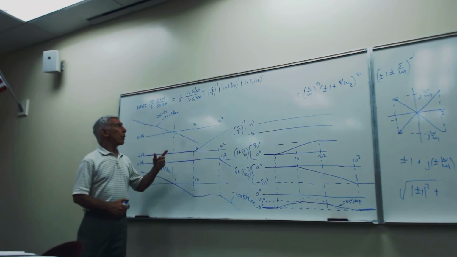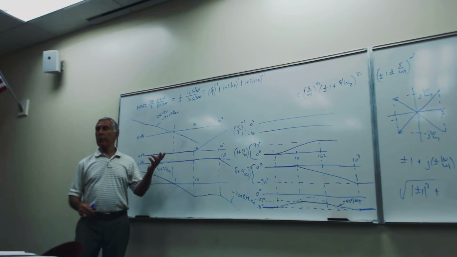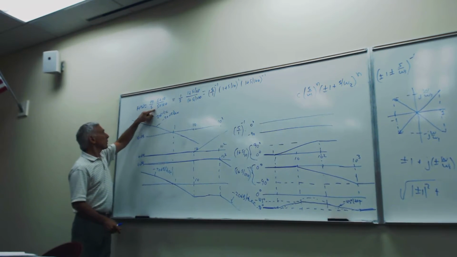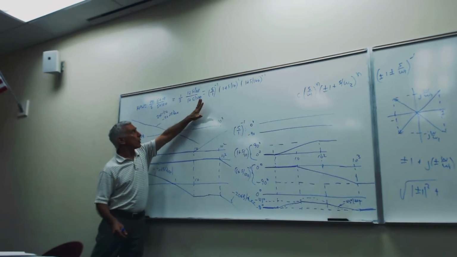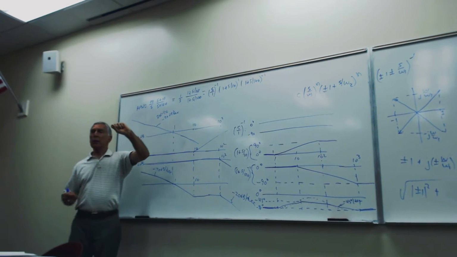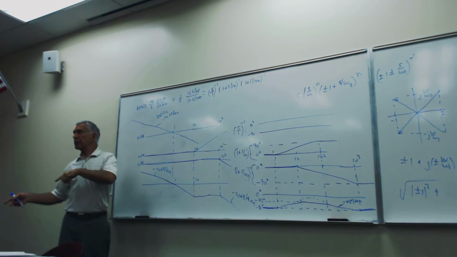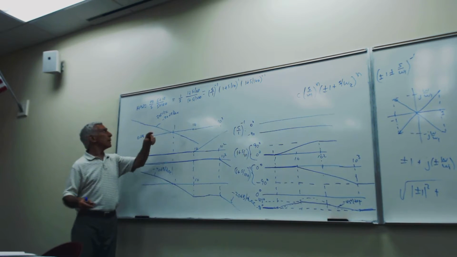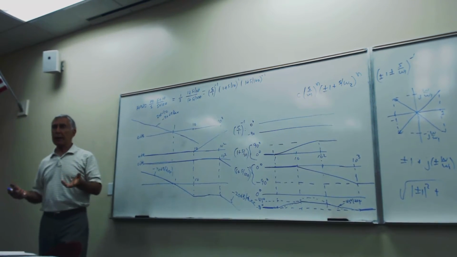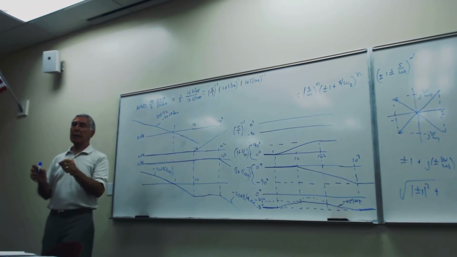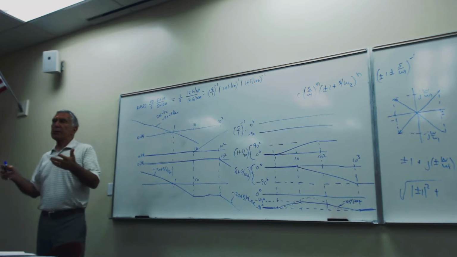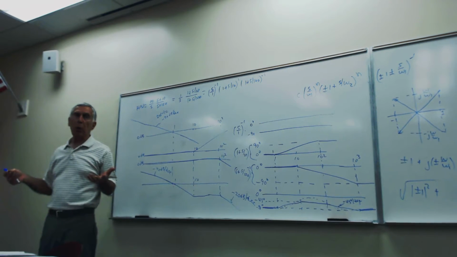And what we want to do is check our work. If you take a look at the original here, let's look at this one. Let's think low frequency and high frequency. In other words, you're replacing in your mind S by J omega, and you're letting omega be very, very small. That's essentially the same as letting S be very small.